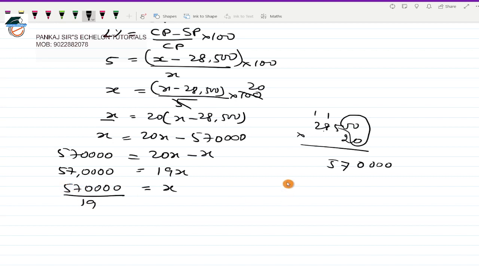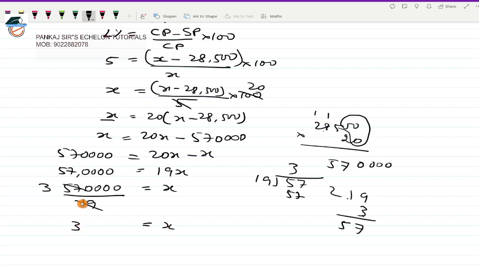Now let us see, 57 divided by 19 is how much? 19 into how much is 57? Let me check. 19 into 3: 9 3s are 27, 7, 2 carried. 3 1s are 3 plus 2, 5. So 19 into 3 is 57. And I'll add these zeros over here. So I'm getting x equal to 3 and then these 4 zeros. So I got my x.